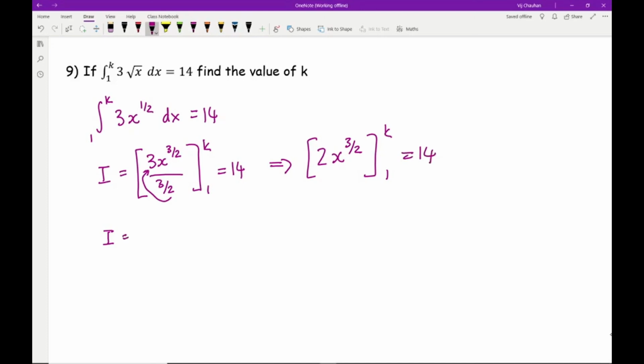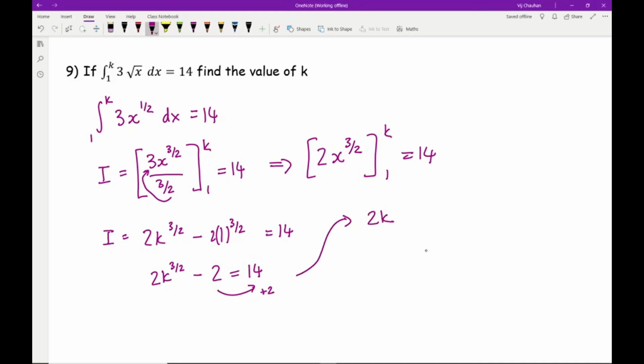So from this I can then substitute: 2 times 1 to the power of 3 over 2 minus 2k to the power of 3 over 2, equals 14. And if I now calculate this, I've got 2k to the 3 over 2, which I can't simplify at this stage. 1 to the power of 3 over 2 is just 1, times 2 is just 2, equals 14. I take the 2 over by adding 2, so I've got 2k to the power of 3 over 2 equals 16. Divided by 2 gives me k to the 3 over 2 equals 8.